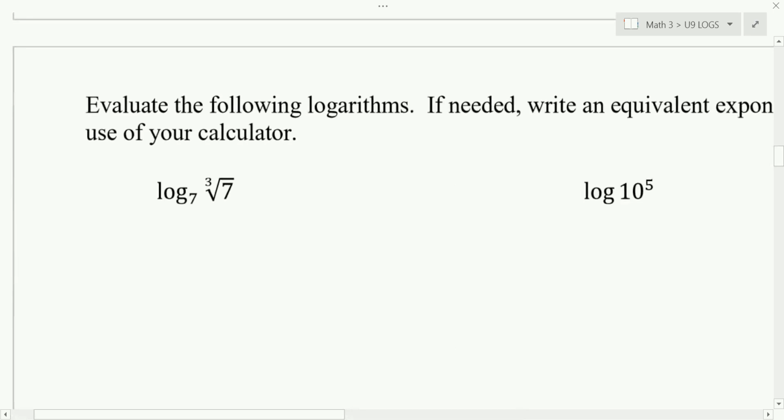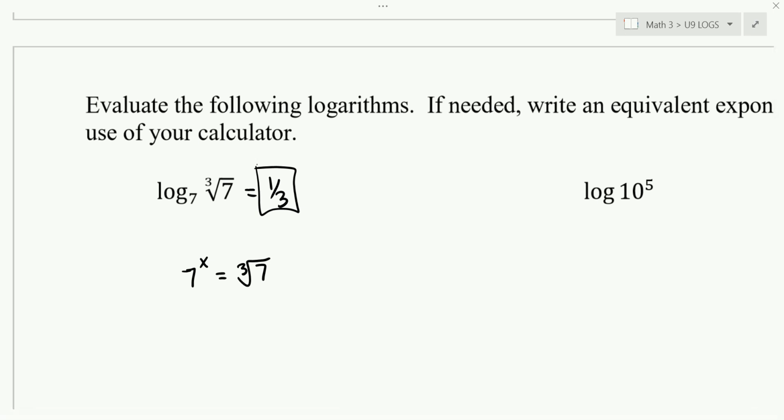Log base 7 of the cube root of 7. Alyssa, what's that going to equal? Okay, what's the question in exponential form? Good. Yes. Okay, so if your base is an integer and you're getting a root, like a square root or cube root, you're going to have a fraction as an answer.